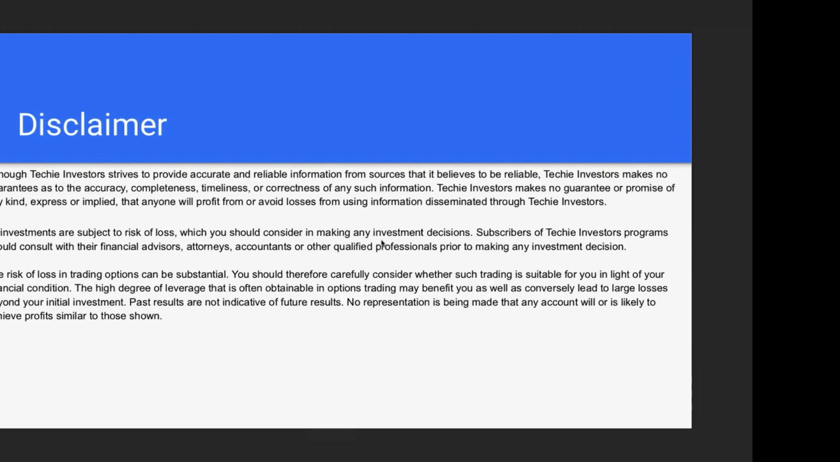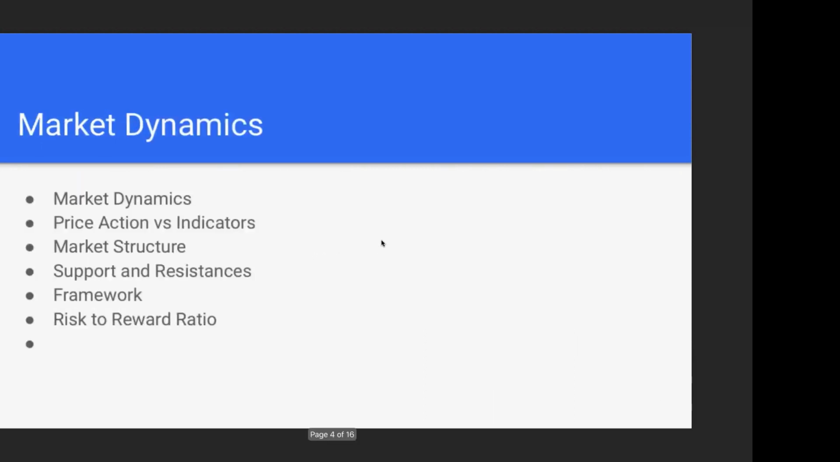Okay, so after having gone through the disclaimer, let's get to the chart. Sorry, the topic. The agenda for today is, first of all, we are going to talk about market dynamics, and then what price action is and how you compare it with indicators. Then we'll talk a little bit about how the market is structured and how it works. Then we'll talk about support and resistance, followed by the framework. What should your framework have?